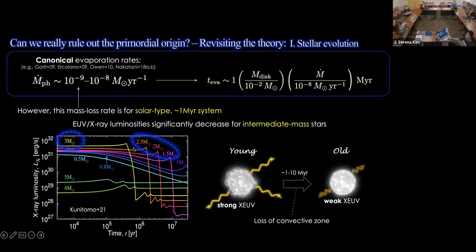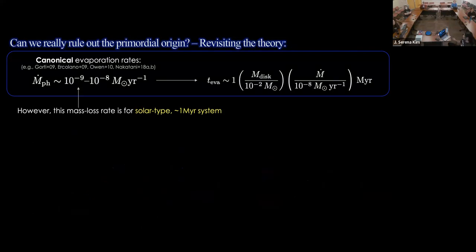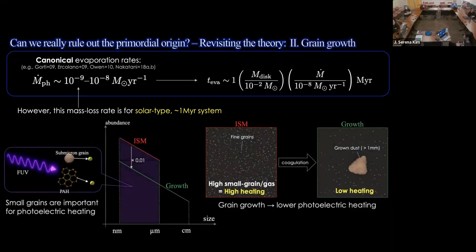So intermediate mass stars lose their convective zones, which drive the magnetic activities needed for strong EUV and X-ray radiation. So after losing the convective zones, the intermediate mass stars reduce their X-ray and EUV luminosities. This is one of the reasons why the primordial origin scenario would be possible. The second reason is reduced FUV photoevaporation, as I explained in the part 1 talk.